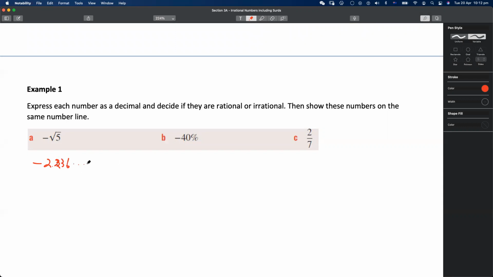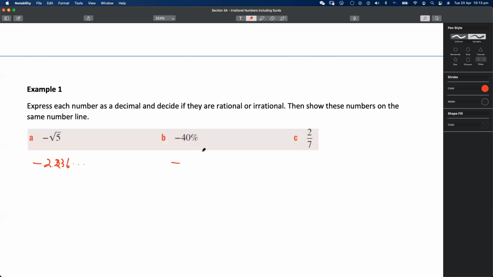But of course, it's not finished. It's irrational. As a decimal, it can't be finished. It's just approximately negative 2.236. Next one, B, negative 40%.